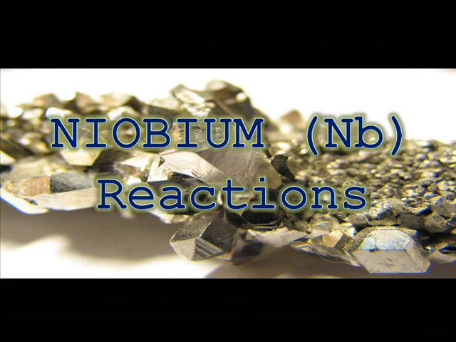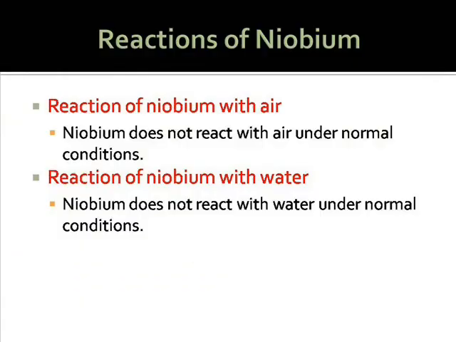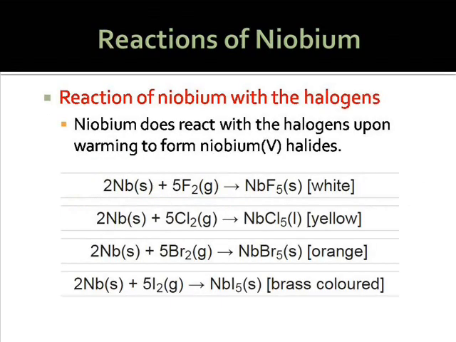Next stop is the reaction of niobium with other substances. Niobium does not react with air and water under normal conditions. This is because the surface of niobium metal is protected by a thin oxide layer. Niobium reacts with halogens upon warming to form niobium halides. The following are the net reactions of niobium forming its respective halide compounds.